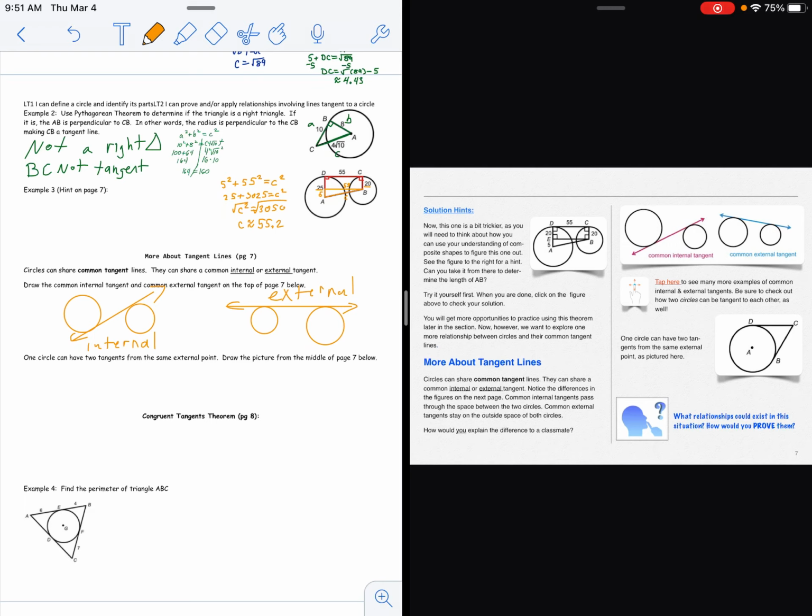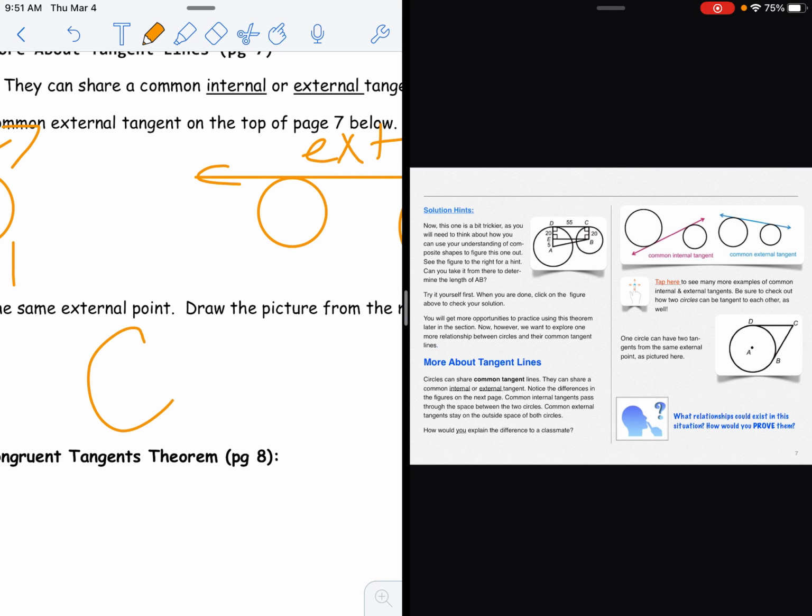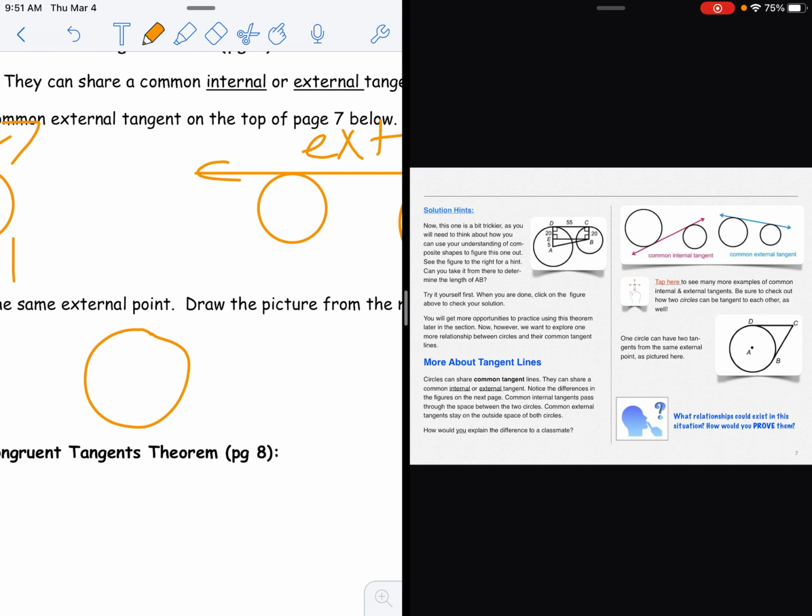So one circle can have two tangent lines from the same external point. And the maximum is actually only 2. So if we have one random point here, we'll call this C. This is a tangent line. It goes just to D. It only touches the circle at one point. Even if it went on forever, it still only touches once. And then B. This was circle A.